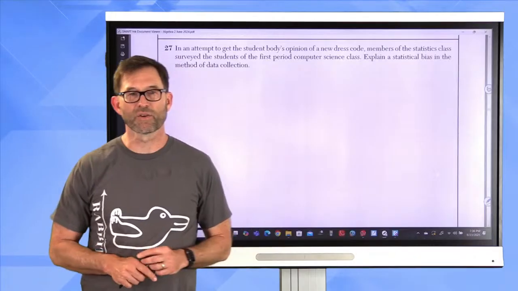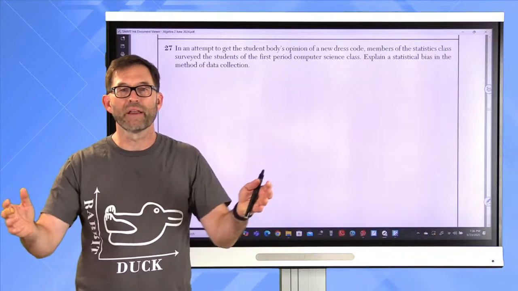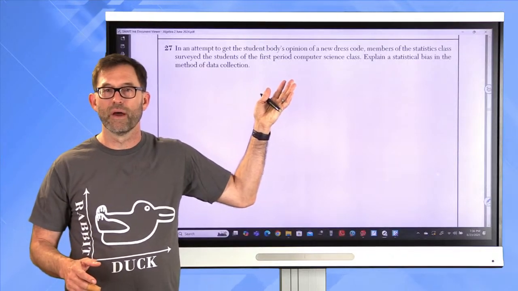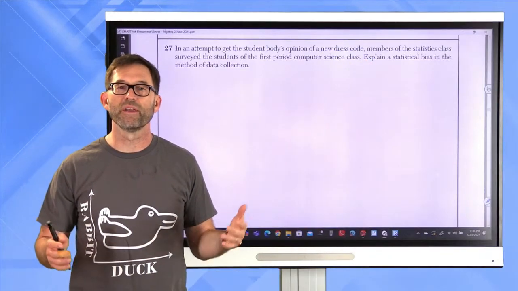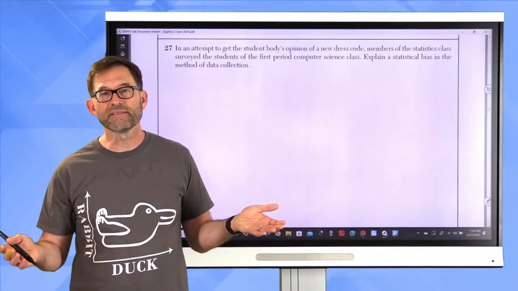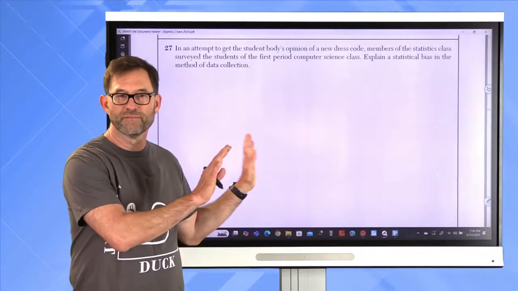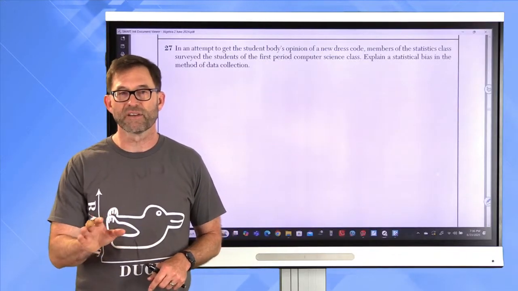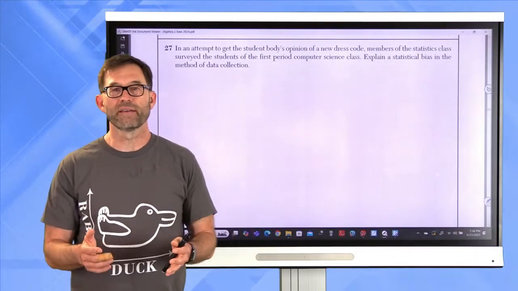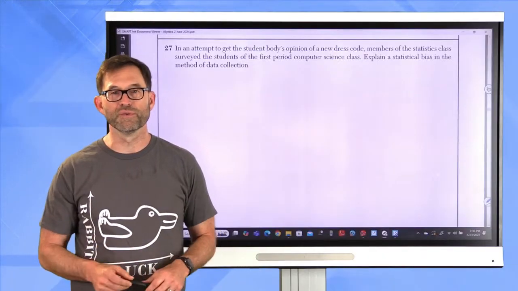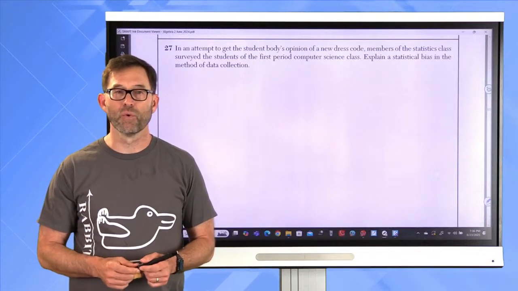So this is kind of classic, right? We're trying to figure out the whole student body's opinion on a new dress code, but we just end up surveying the students in the first period computer science class. Forgive me if I don't write down a bunch of messy stuff here right now. Let's just talk about the statistical bias. The plain fact is, because we only are surveying students in one particular class, they are likely not representative of the school as a whole.